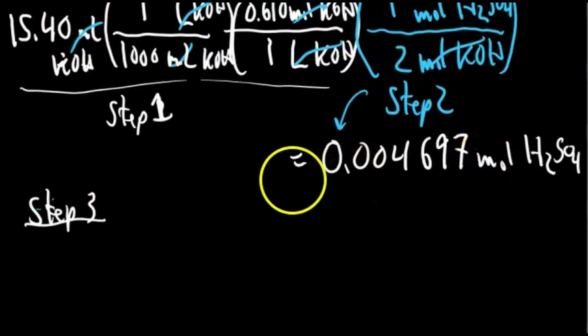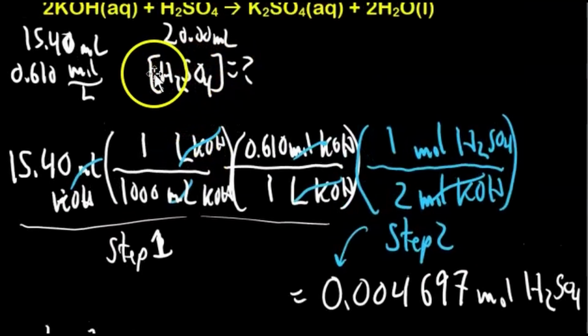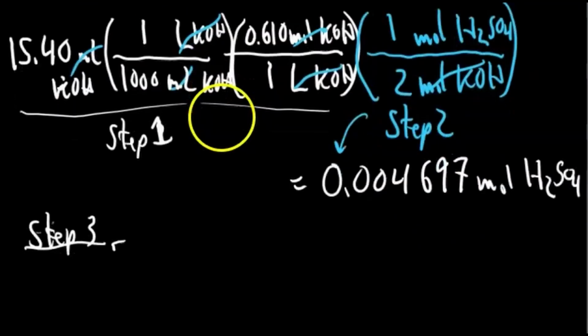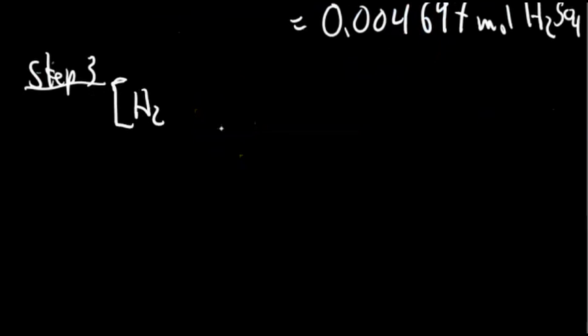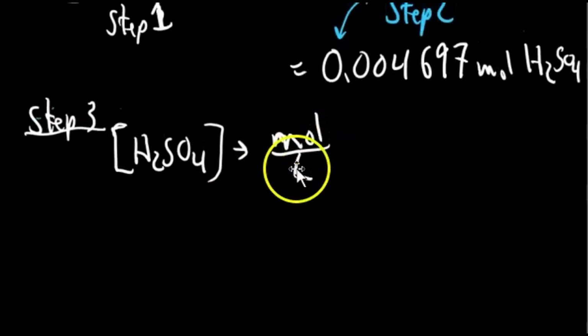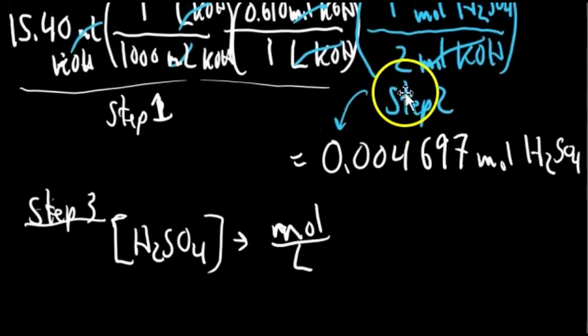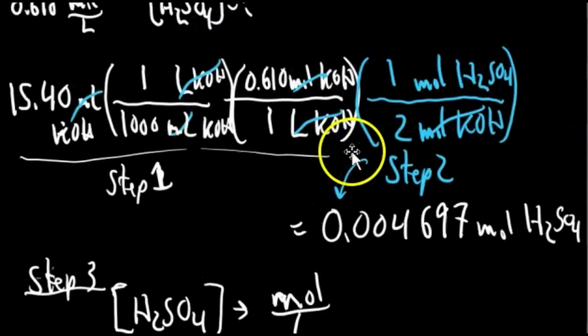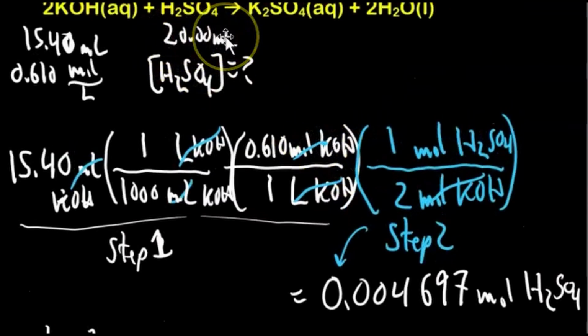So our units are concentration. For H2SO4, the units are in molarity, which is moles over liters. So we want to know how many moles there are in every 1 liter. Well, we have this many moles, but this is how many moles in how many liters? It's this many moles in 20 milliliters.